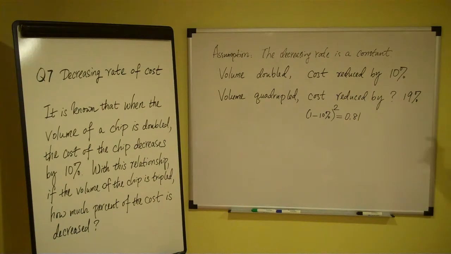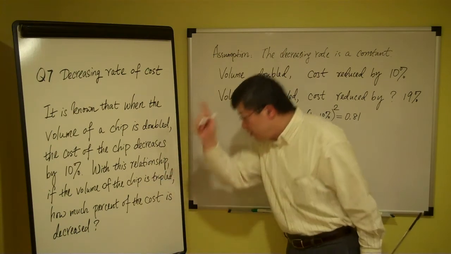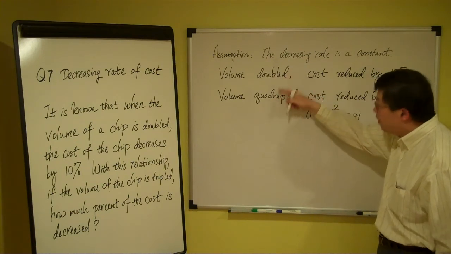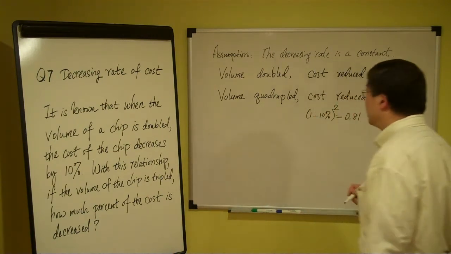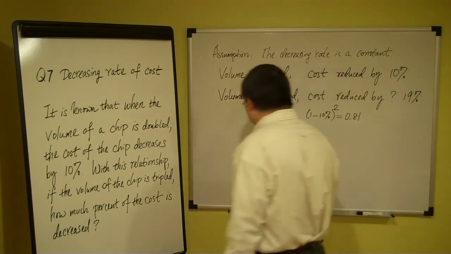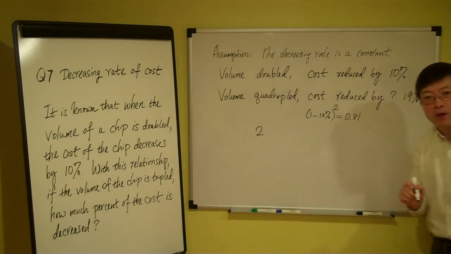That's easy. But how do we get the result when the volume is tripled? It's not easy to get this kind of straightforward deduction. So we need to go another step forward. When the volume is doubled, that's our starting point. Doubled means you multiply the original volume by 2.